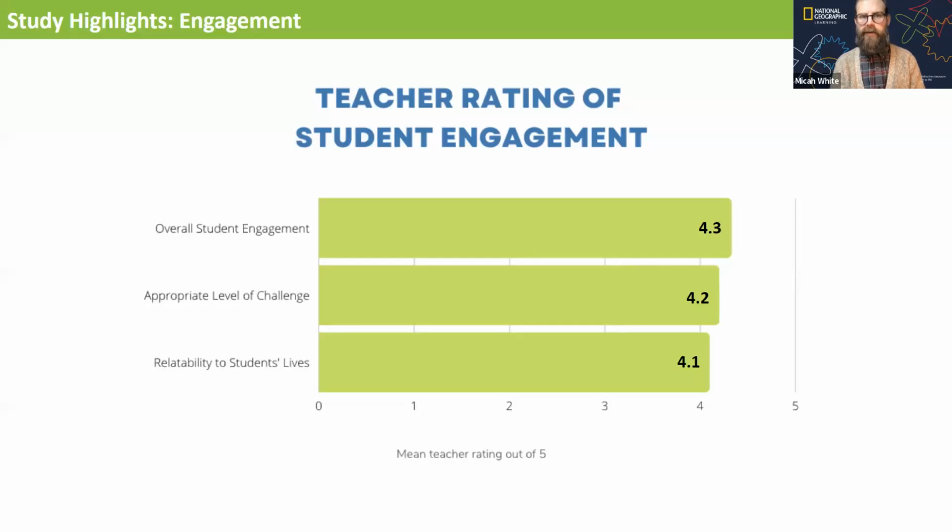On a scale of 0 to 5, teachers ranked each of these areas above a 4, a very positive result. This lets us know that students are engaged and interested in the materials, that they're being challenged appropriately, and that Our World's content is relevant to students' own experiences and their own lives.